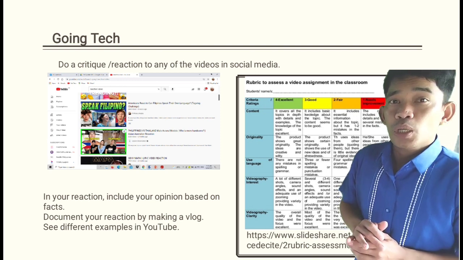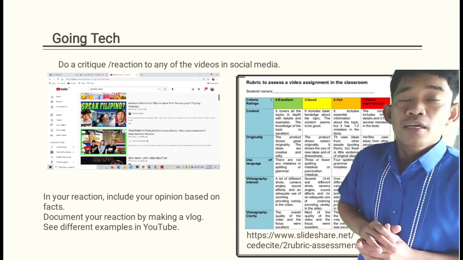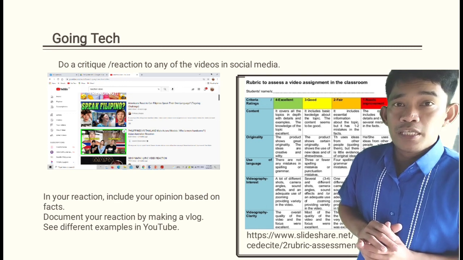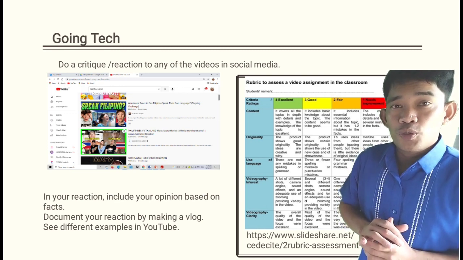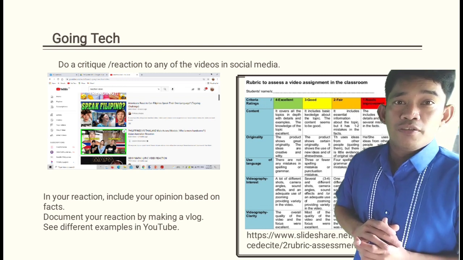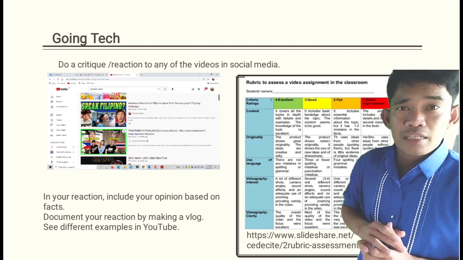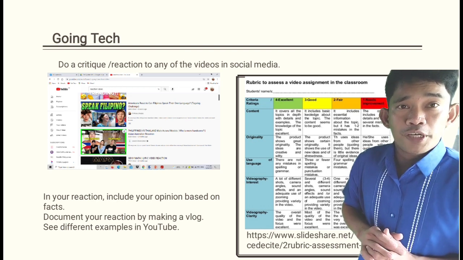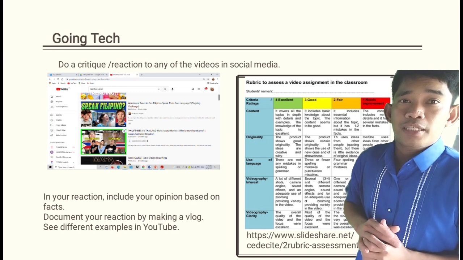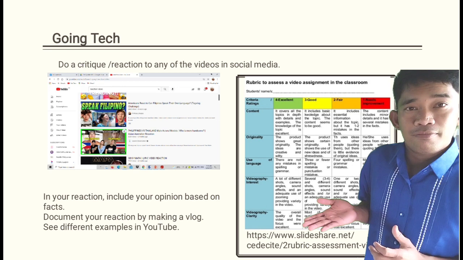You are going to include in your activity your documentation, meaning you are going to show proof of your participation through a vlog. So you are going to create a vlog while doing this reaction video. You may use YouTube, for example. There are lots of examples on YouTube. The rubric for how you are going to be graded for this particular activity is also provided. Here is the rubric.